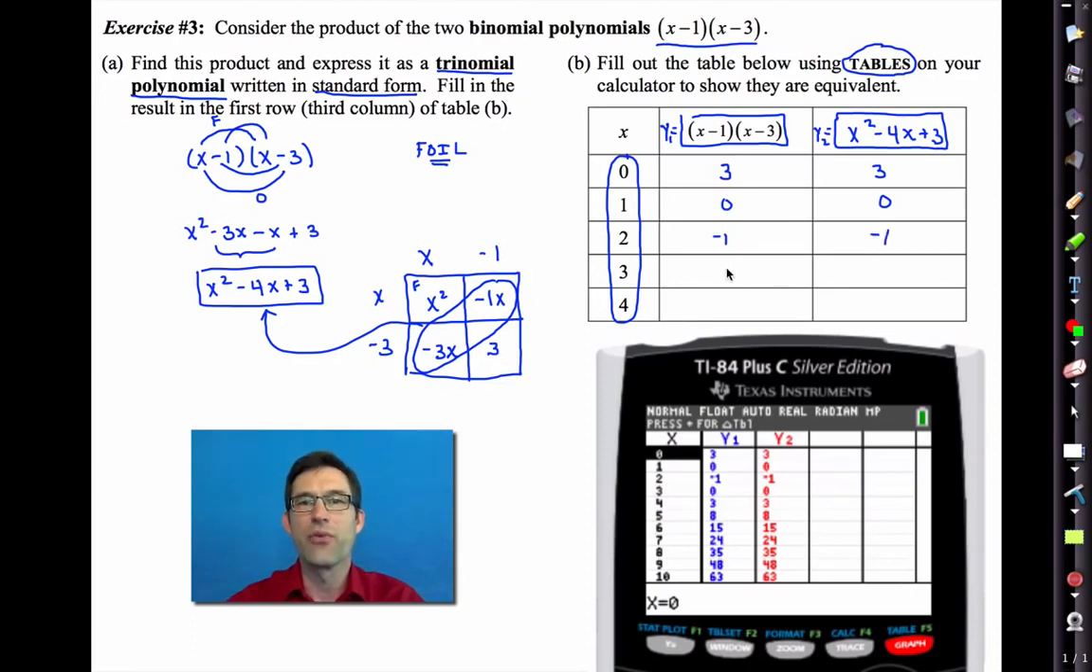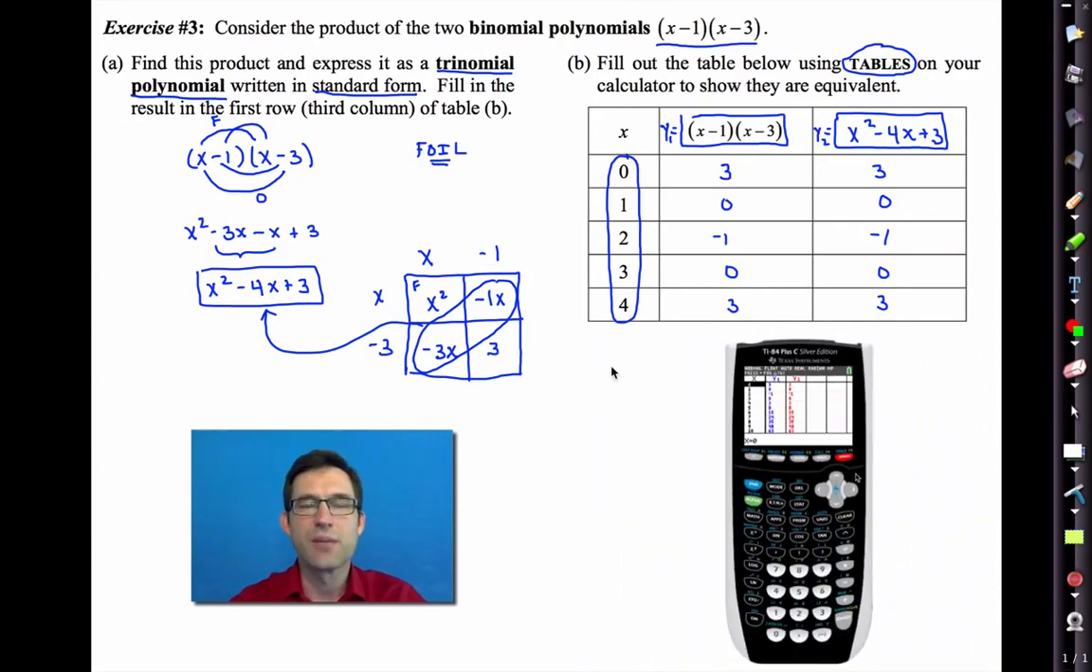When x is equal to 3, y1 is equal to 0, y2 is equal to 0. When x is equal to 4, y1 is equal to 3, y2 is equal to 3. So look at those. And I didn't try to game the system or anything. I just picked sort of 5 random x values. You could grab any x value you would want.